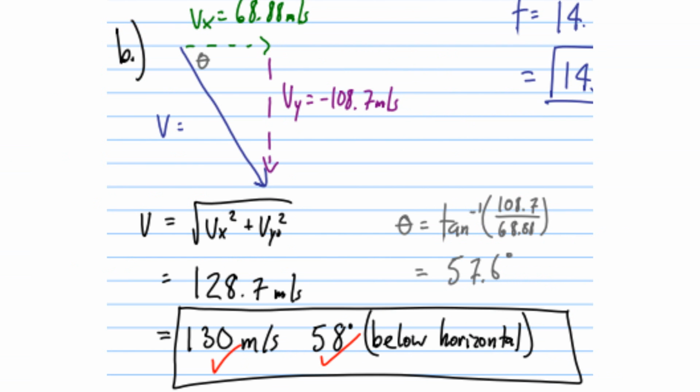For the second part, it is asking for the angle at the final velocity. We know already the final velocity of y, which is 108.7 meters per second. We also know the velocity of x, which is 68.88 meters per second. Draw an inverted triangle because the problem wants the angle below the horizontal. Use the given values and the trig formulas to find the angle. Here we use the inverse tangent of 108.7 over 68.88 to find the angle. You should get 58 degrees below the horizontal.